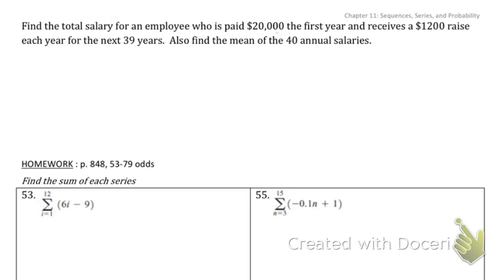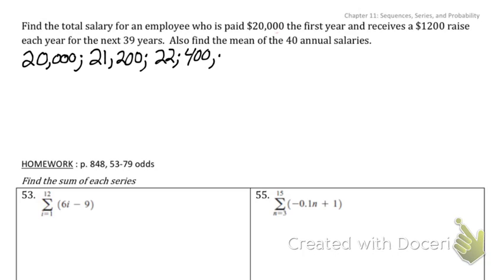Well, that just means our sequence is $20,000. And then the next year he gets paid, I should use that. Yeah, let's just not use commas. We'll be fine. All right, the next year he's going to get paid $21,200. The year after that, he's going to make $22,400, and so on and so forth.